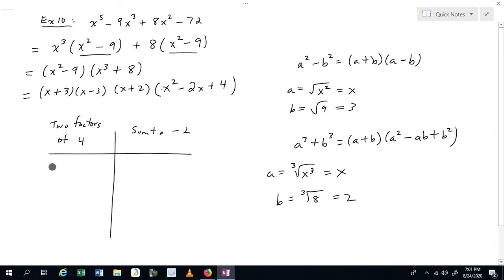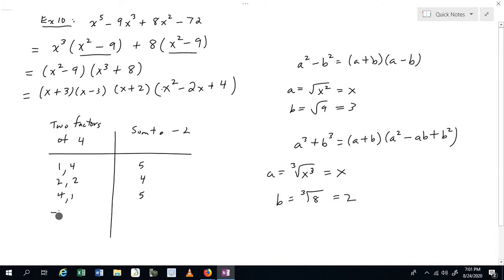Okay, so you can systematically go through this and just try. Let's see, 1 and 4 sums to 5. 2 and 2 would sum to 4. If you go to 3, 3 is not a factor of 4, so then you go to 4. So 4 times 1, which adds to 5. And of course, none of these are going to work because you need the middle term to be a negative.